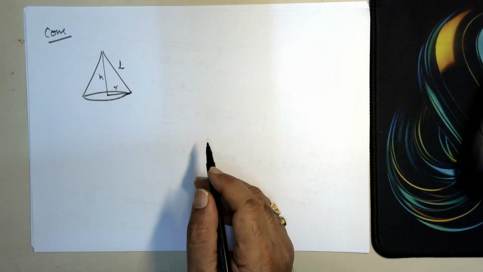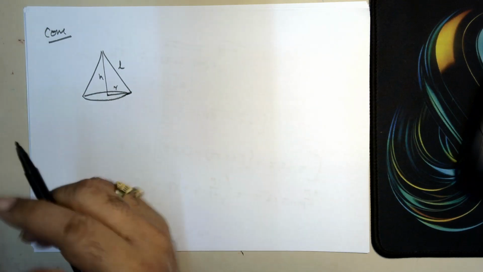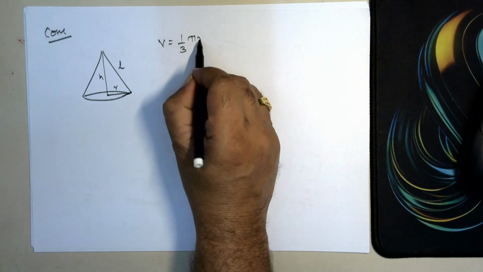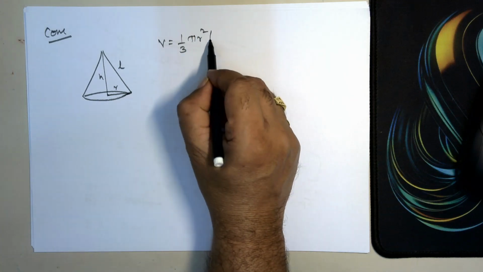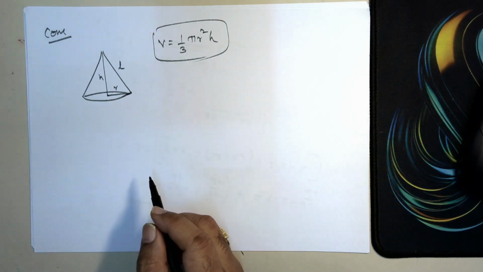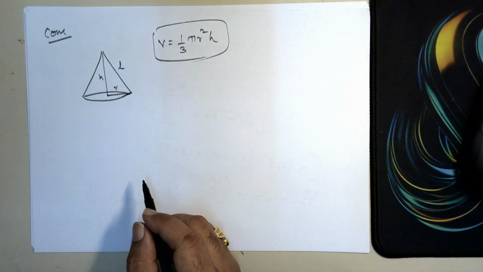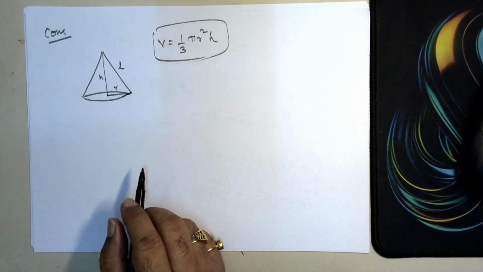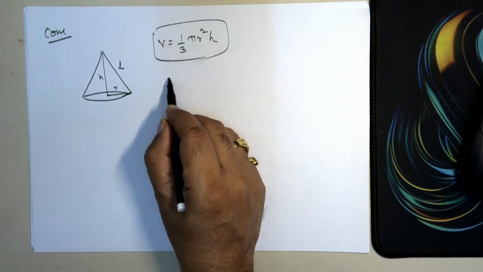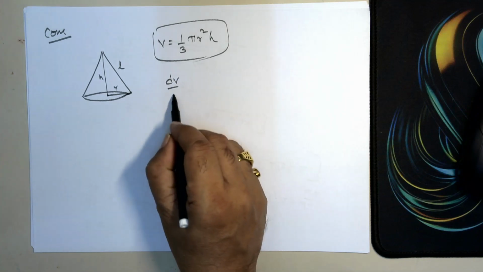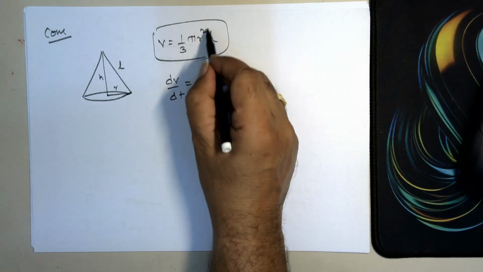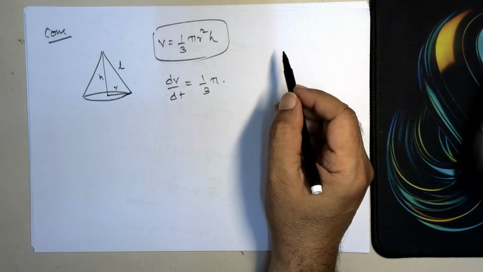Now here, let us discuss the volume. So what is V? 1 by 3 pi r squared h. So this is the volume. So we are going to discuss the change of volume with respect to time. Now, in this case, when you differentiate this, what will happen? dV by dt with respect to time: 1 by 3 pi as constant, and r squared h, and that is what?